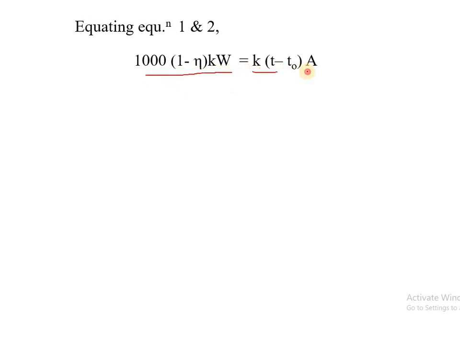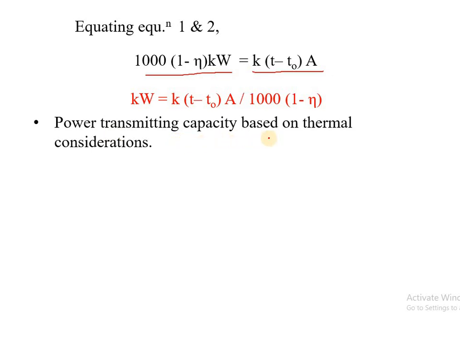Hg is equal to Hd. From this we can derive the formula of power, that is K into (T minus T0) into A upon 1000 into (1 minus efficiency). So this is nothing but the power transmitting capacity based on thermal consideration.